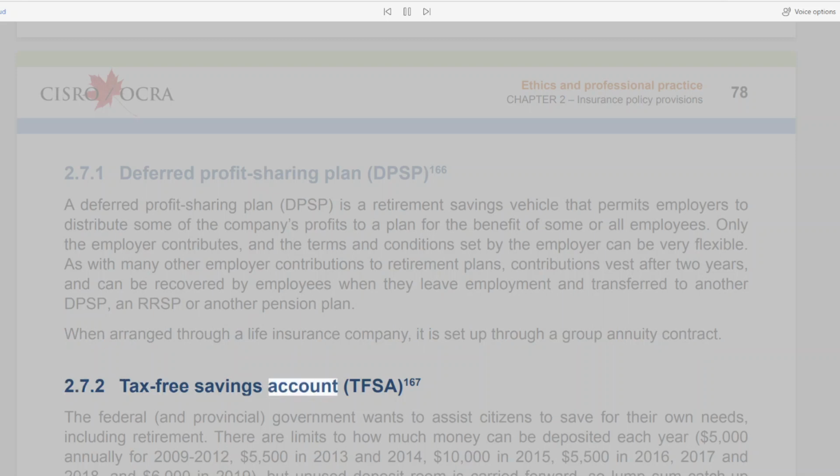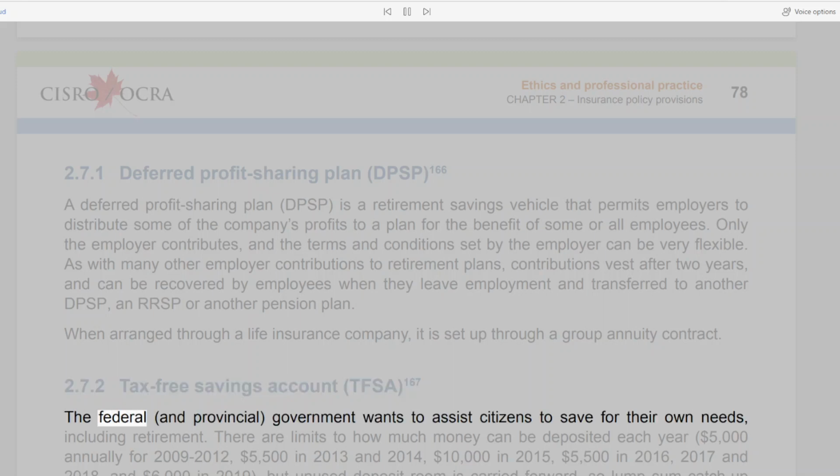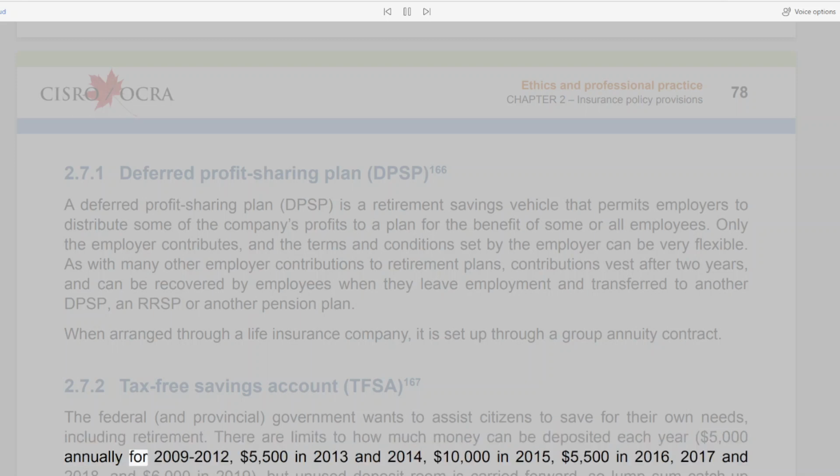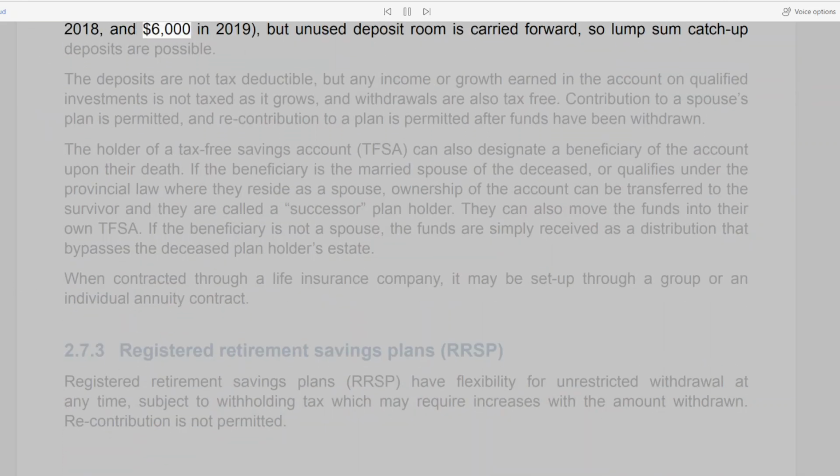2.7.2 Tax-free savings account, TFSA. The federal and provincial governments want to assist citizens to save for their own needs, including retirement. There are limits to how much money can be deposited each year: $5,000 annually for 2009 to 2012, $5,500 in 2013 and 2014, $10,000 in 2015, $5,500 in 2016, 2017, and 2018, and $6,000 in 2019, but unused deposit room is carried forward, so lump sum catch-up deposits are possible.